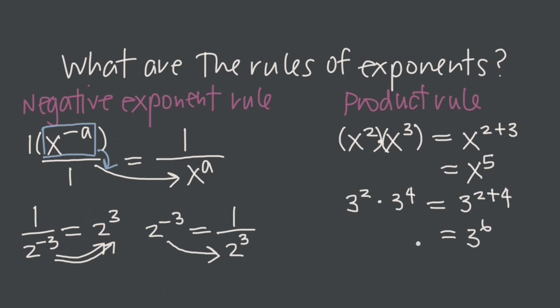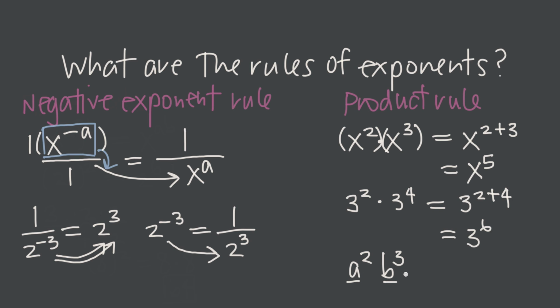You can't use the product rule if the bases are different. So if, instead of x squared times x cubed, I had a squared times b cubed, I can't use the product rule to multiply these two together because my bases are different. One base is a, and the other base is b.